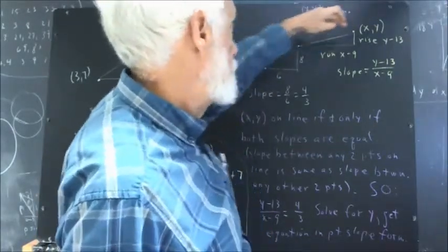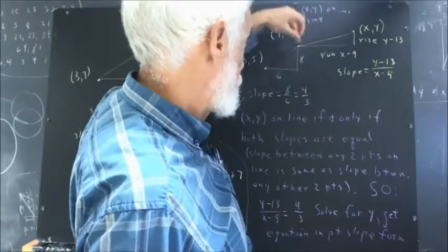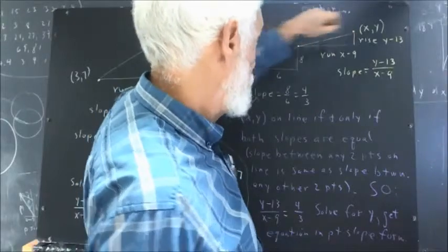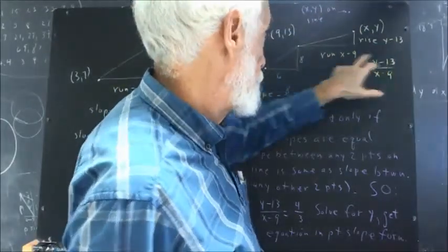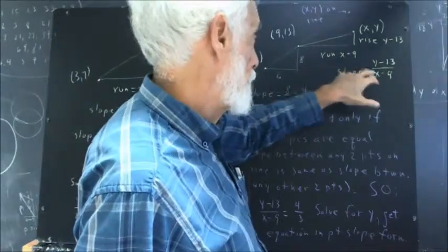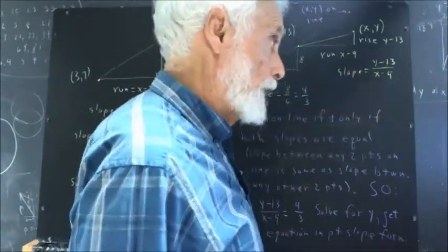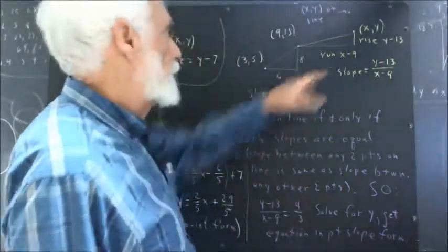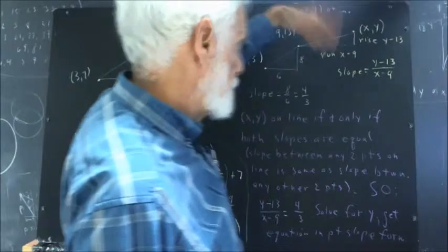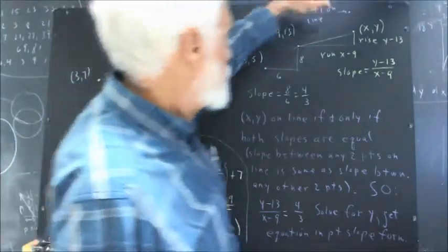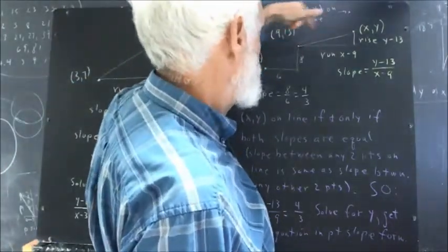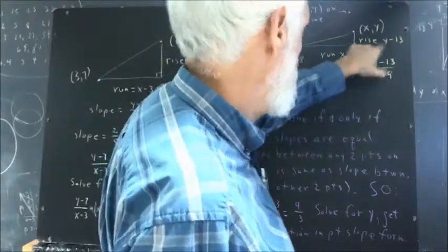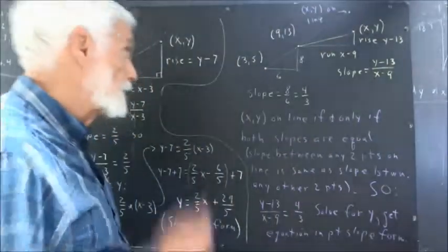And then we connect that point to the point (9, 13), and we find that the fundamental triangle between these 2 points has a rise of y minus 13, a run of x minus 9, for a slope of y minus 13 divided by x minus 9. Now, the point (x, y) doesn't look like it's on this line, but we could have written it anywhere. We could have written it up here, and the rise still would have been expressed as y minus 13, the run as x minus 9, and the slope as y minus 13 divided by x minus 9.